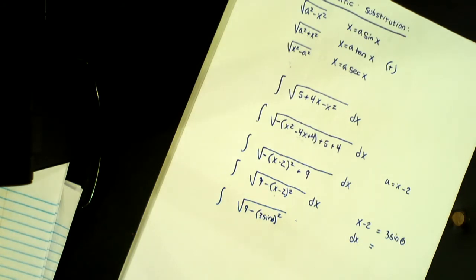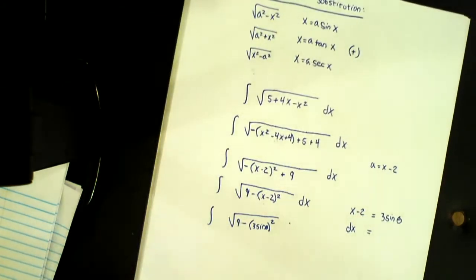I have a question. Yes. Would 9 be the a in this case? Yes, 9, the constant is always the a. A represents a constant. Okay. Great question. Yes? Why is it 3 sine?